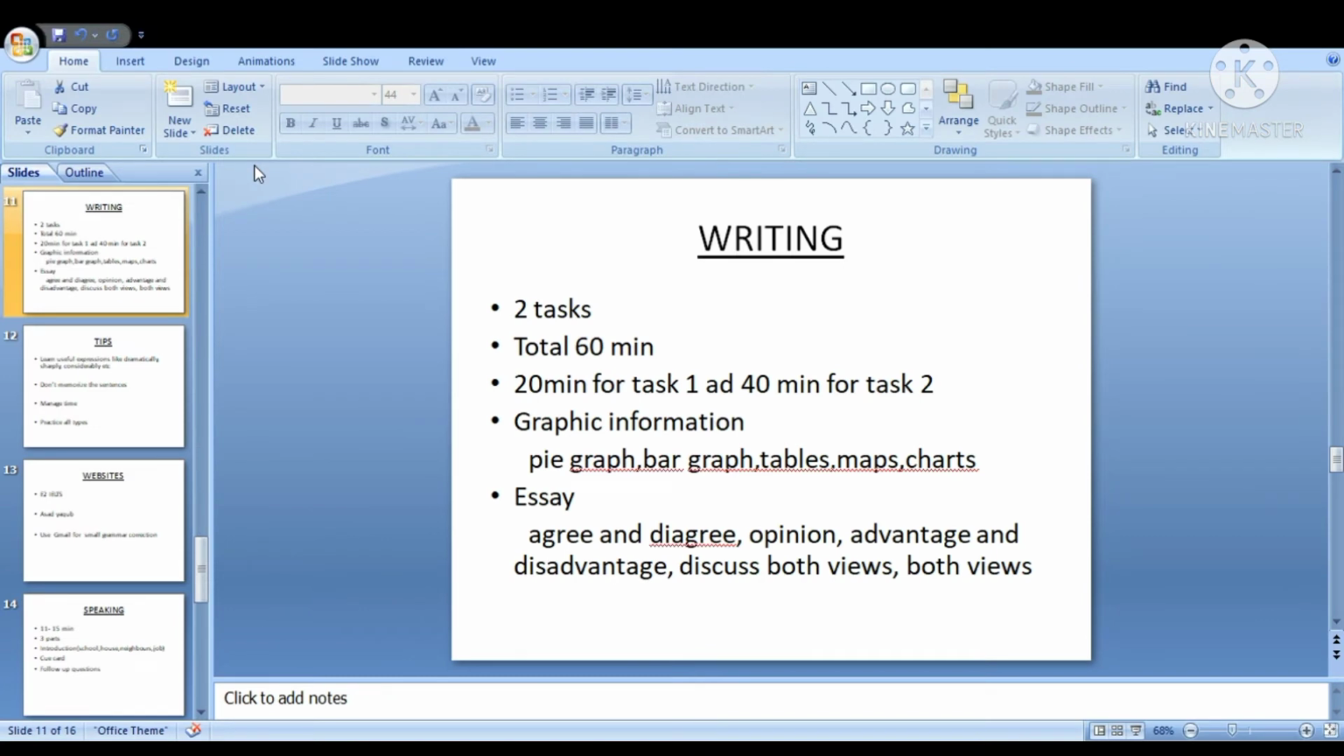Next is the IELTS writing module. In the IELTS writing module, there will be 2 tasks, and you will be given 60 minutes to complete both tasks. In task 1, you will get 20 minutes, and for task 2, you will get 40 minutes. In task 1, you have to write about graphic information such as pie graphs, bar graphs, tables, maps, and charts. In task 2, you should write an essay on different types of questions such as problem and solution, double question, agree or disagree, discuss both views, advantages or disadvantages.